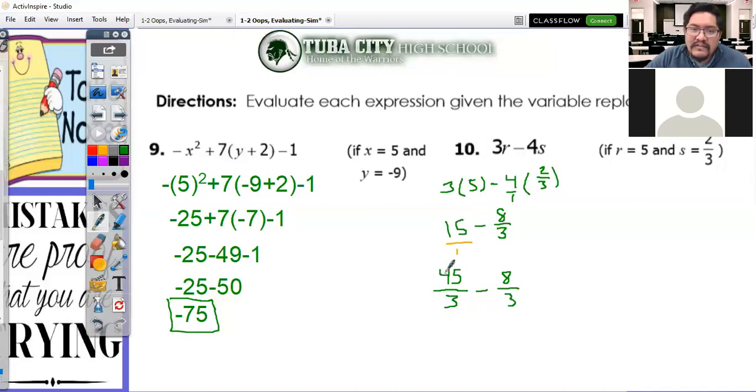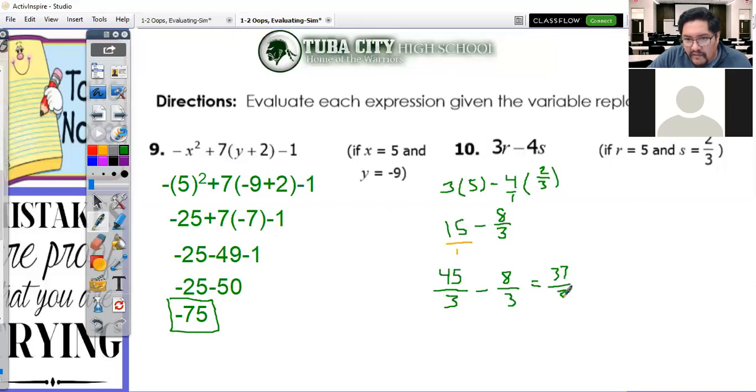If I asked you which number is bigger, 45 over 3 or 15 over 1, a lot of people would say 45 over 3 is bigger, but it's not bigger, it just looks different. It's the same thing. Okay, I understand fractions can be complicated. But in this case, now that my bottom numbers match, I can go ahead and subtract. So 45 minus 8, that'd be 37.